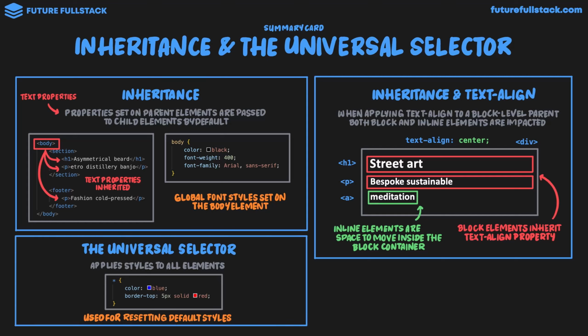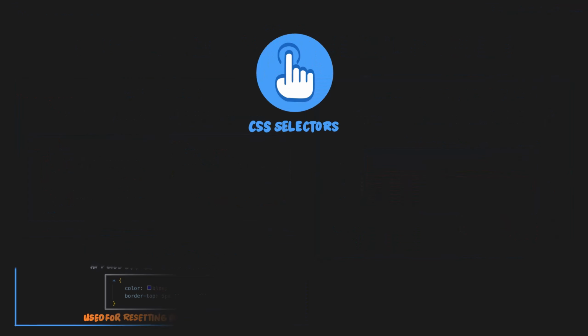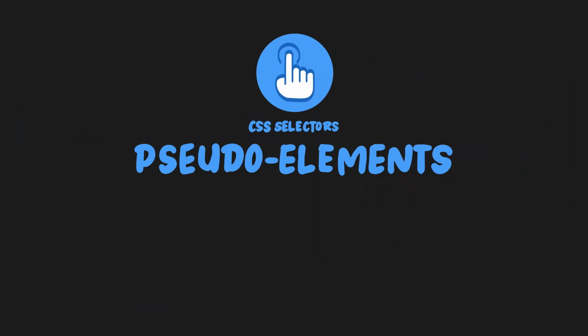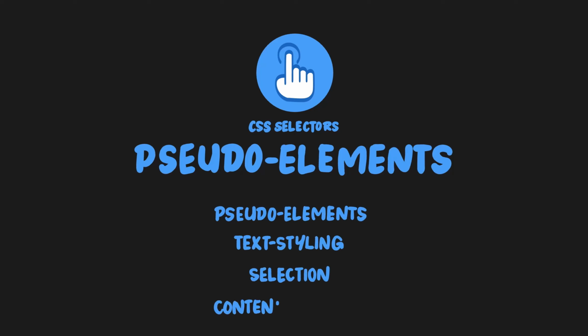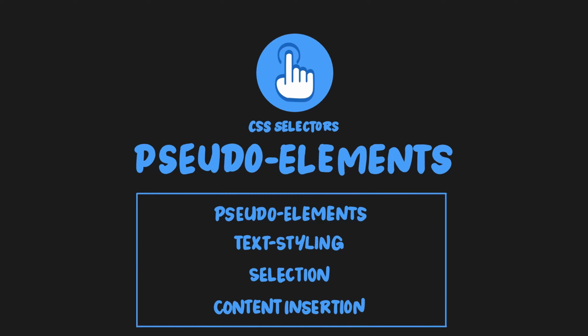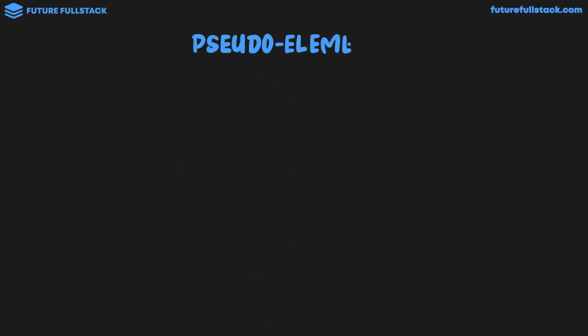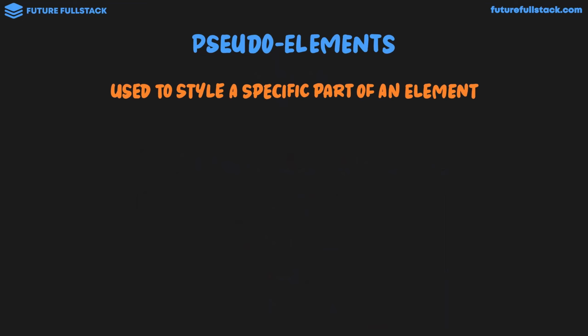Finally, in the last chapter of this topic, we'll explore how to style specific parts of an element using pseudo-elements. We'll be discussing what pseudo-elements are, and the pseudo-elements for text styling, selection, and content insertion. So what are pseudo-elements? Pseudo-elements are used to style a specific part of an element. They're not to be confused with pseudo-classes, which we saw was used to style a specific state of an element, like hovering over an anchor tag.